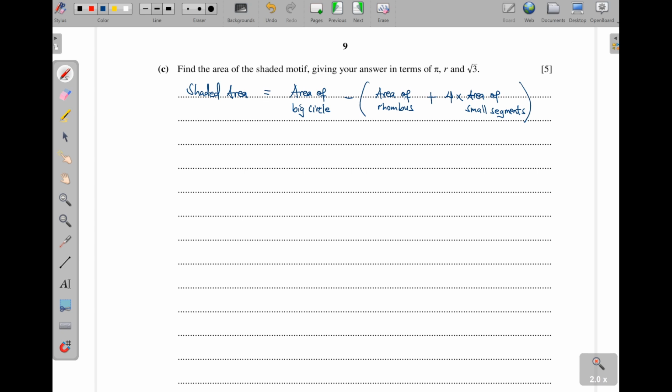Now, we are having the rhombus. Let me try to sketch something here. We are having a rhombus here.